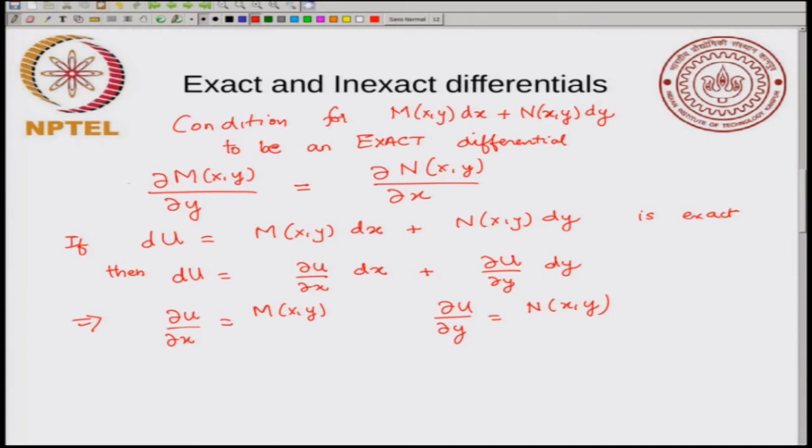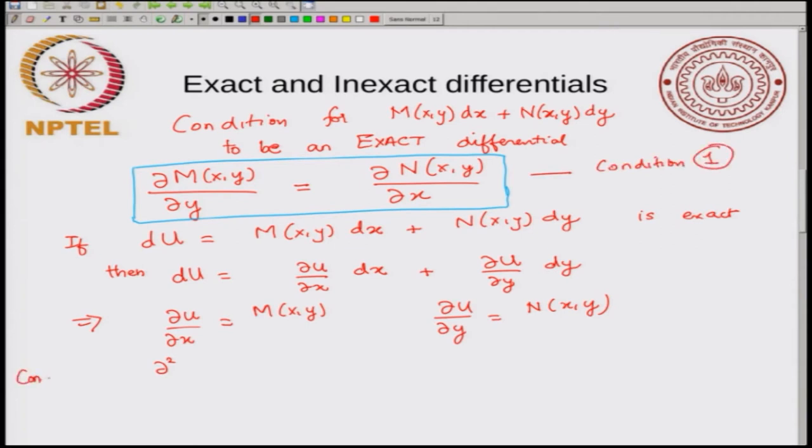Therefore, this condition basically implies the following. If you replace M by ∂u/∂x, then you have ∂/∂y of ∂u/∂x. So that is a second derivative. I will call this condition 1. Condition 1 implies ∂²u/∂x∂y is equal to ∂²u/∂y∂x. And if u is a smooth function of x and y, then this is satisfied. So you can see the connection why we insisted that this should be the condition for an exact differential.